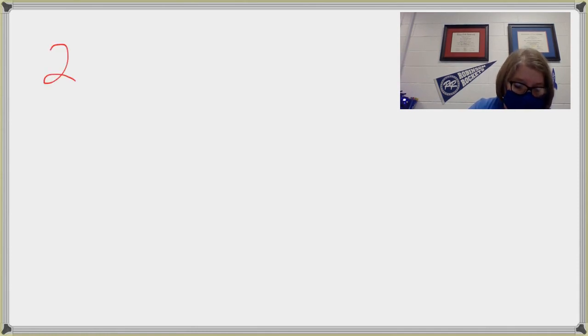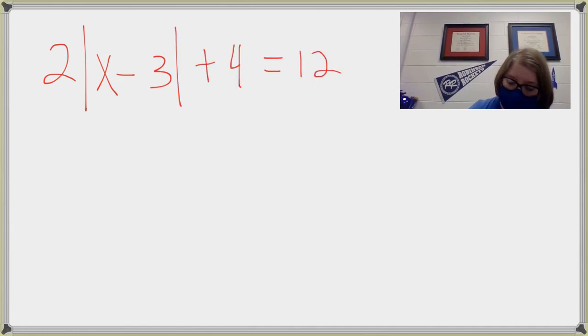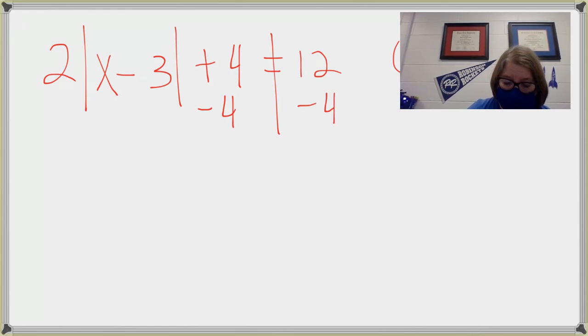Let's say we have this equation: 2 times the absolute value of x minus 3, plus 4 equals 12. The first thing we're going to do is isolate the absolute value. That means that any numbers that are on the same side of the equal sign but are not inside the absolute value, we have to get rid of those. So we're going to get rid of this plus 4 by subtracting 4.